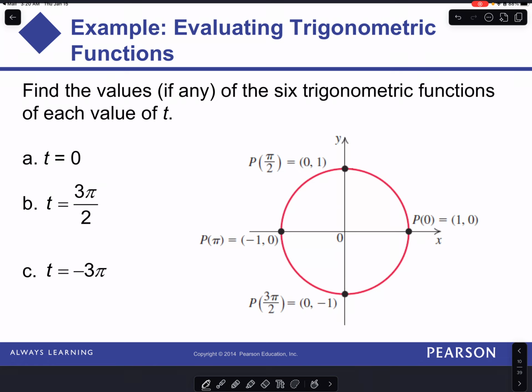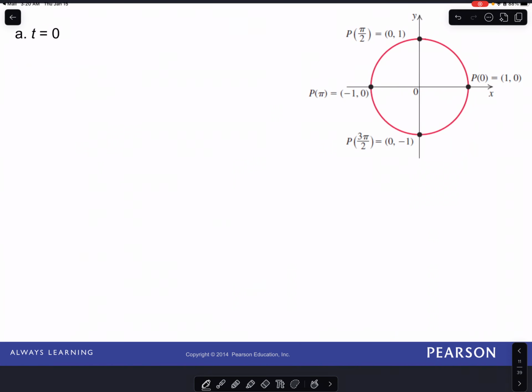So find the values of any of the 6 trig functions of each value of t. When t is 0, the ordered pair is going to be 1, 0. We'll find the 6 trig functions associated with that, and so on. We'll take a look at each of these. So when t is 0, P of 0 corresponds to the ordered pair 1, 0.